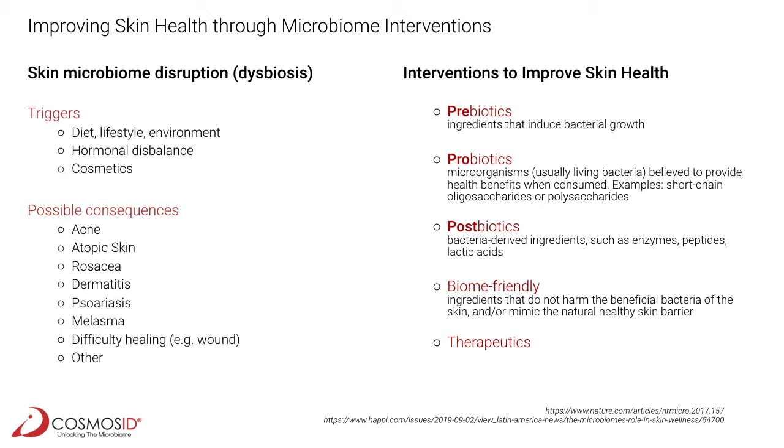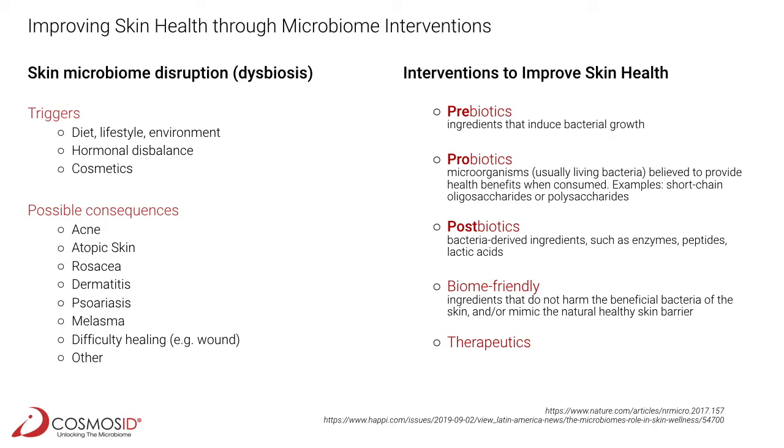A range of different interventions have been or are being developed, which are shown here on the right-hand side of the slide. They can be grouped into different categories. The first category shown here are prebiotics. Prebiotics include ingredients that induce bacterial growth. Probiotics, in contrast, include microorganisms, typically living bacteria, that are believed to provide certain health benefits. Postbiotics are bacteria-derived ingredients, such as enzymes, peptides, or lactic acids produced by microbes associated with the skin microbiome that are believed to confer these benefits.